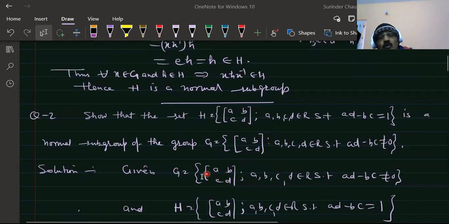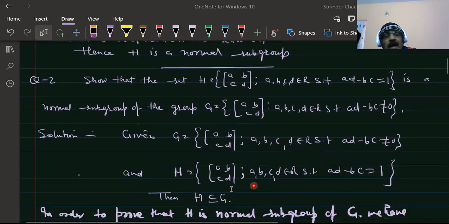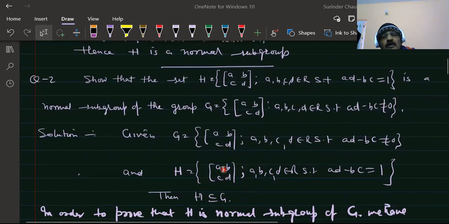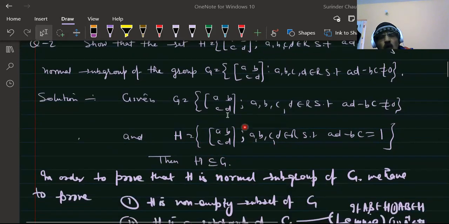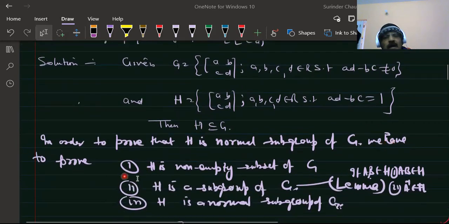Now what do we have to show? Given is G is the set of second order matrices whose elements are real numbers and determinant is not equal to 0. And H is the set of second order matrices whose elements are real numbers and determinant is equal to 1. Obviously, this is a subset of G.